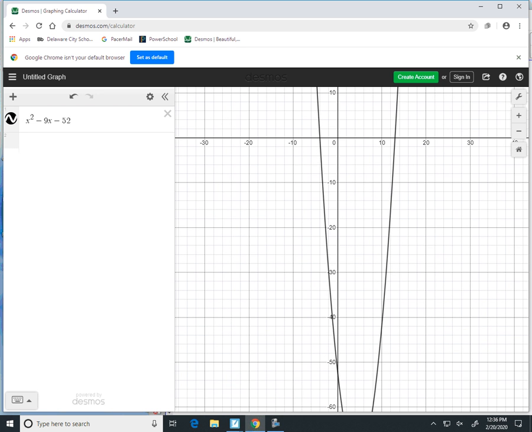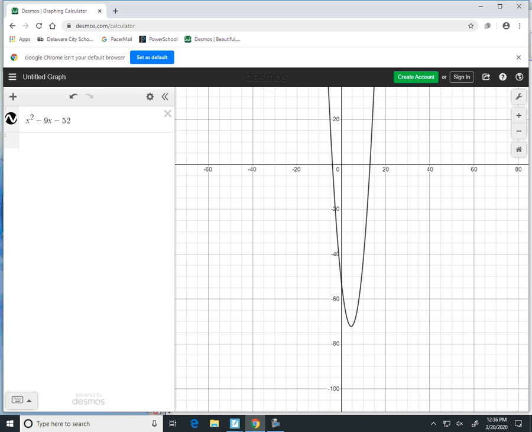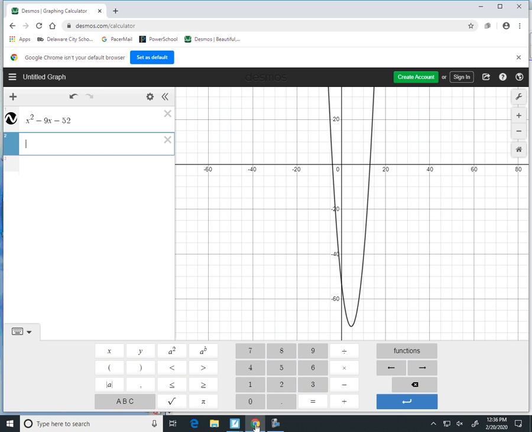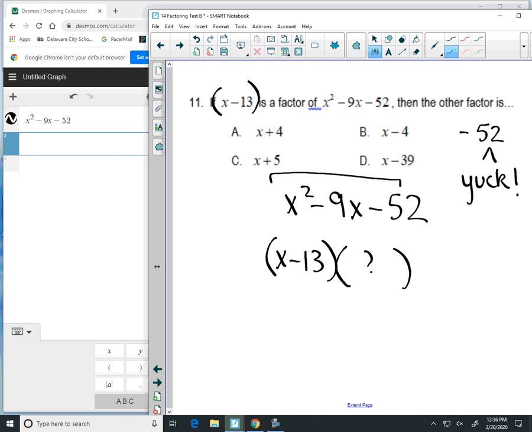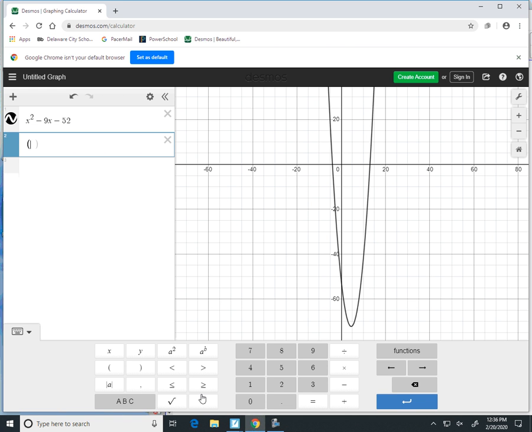Now the other thing that we need to do is put part of our factored form in. So we said x minus 13 is one of those. We just have to find the other one. So one of those options is x plus 4. Let's try that one. Does that one match? It sure does.